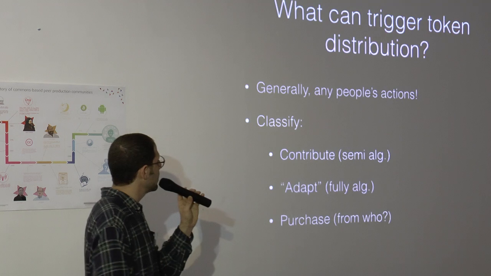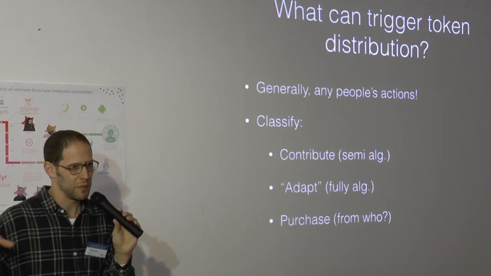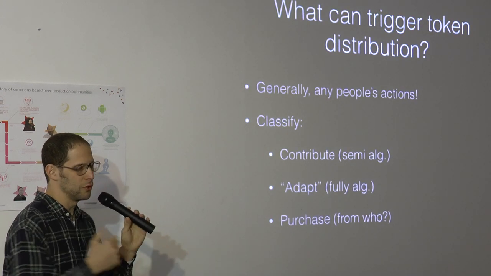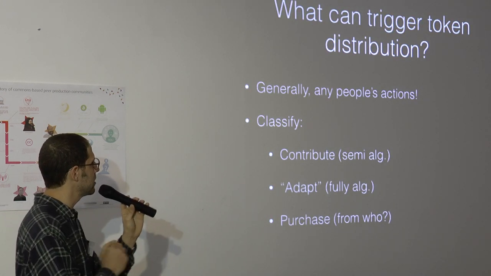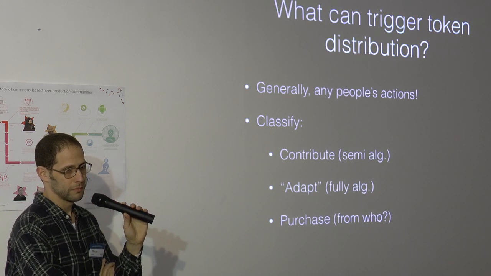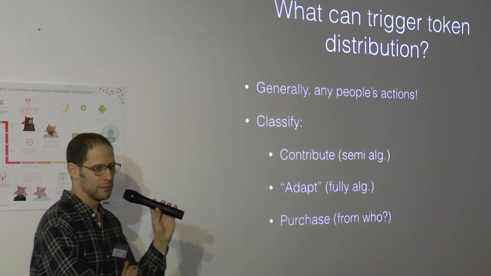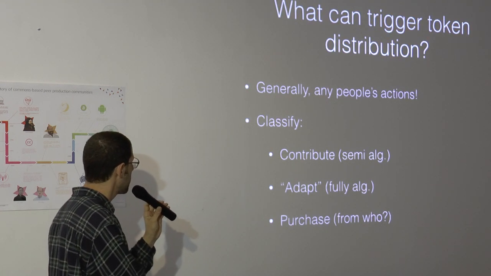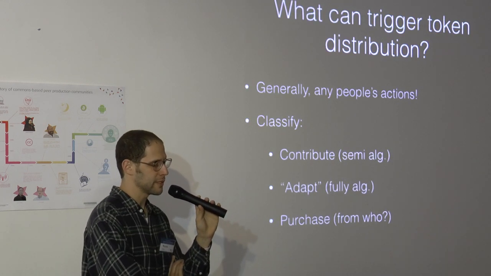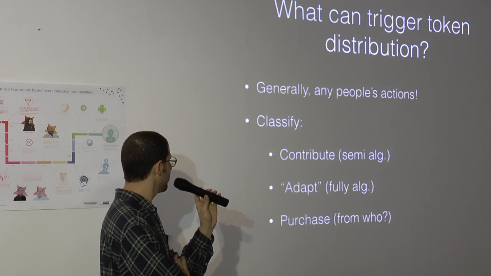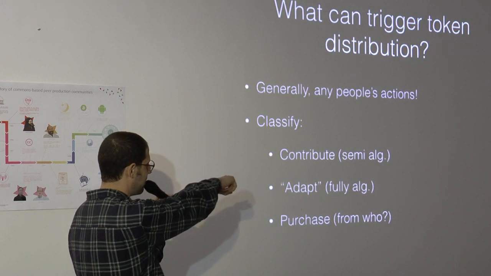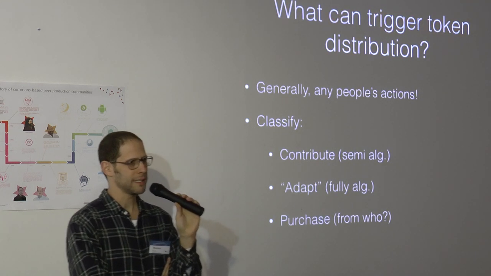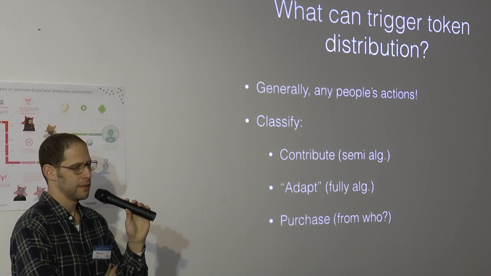Okay, so what can trigger token distribution? Again, we're talking about millions of people cooperating on some actions, and we want to assign value for each contributor. So what kind of action triggers this assigning of value? Generally, any action that people make can trigger a distribution of tokens. But let's classify these kinds of triggers. Actually, Bitcoin only covers number two. We'll get there. But the most generic action that you can assign tokens for is just contribution.